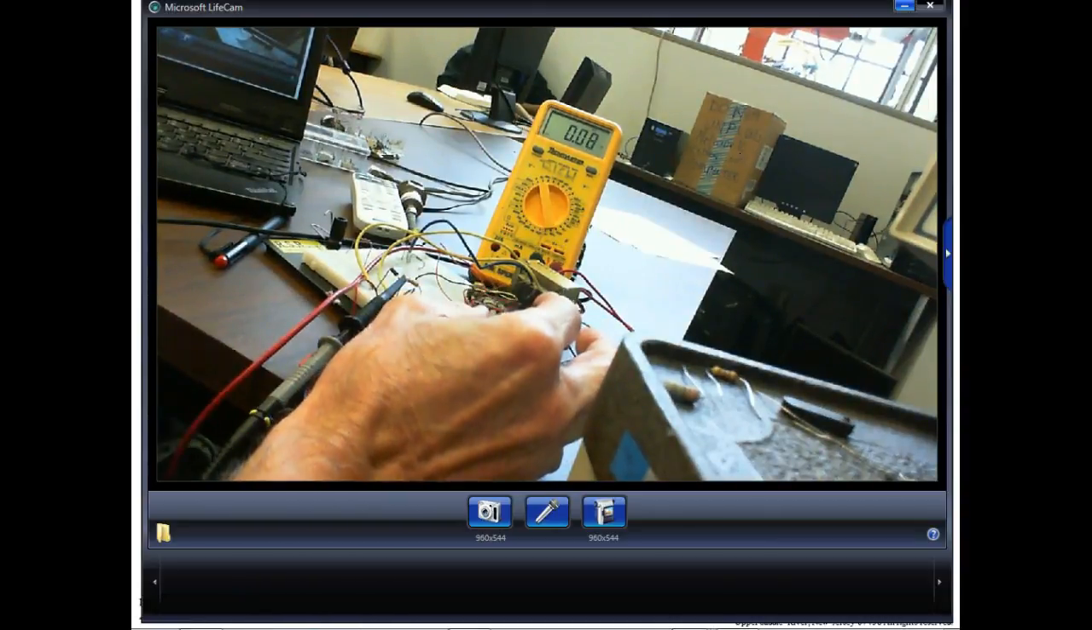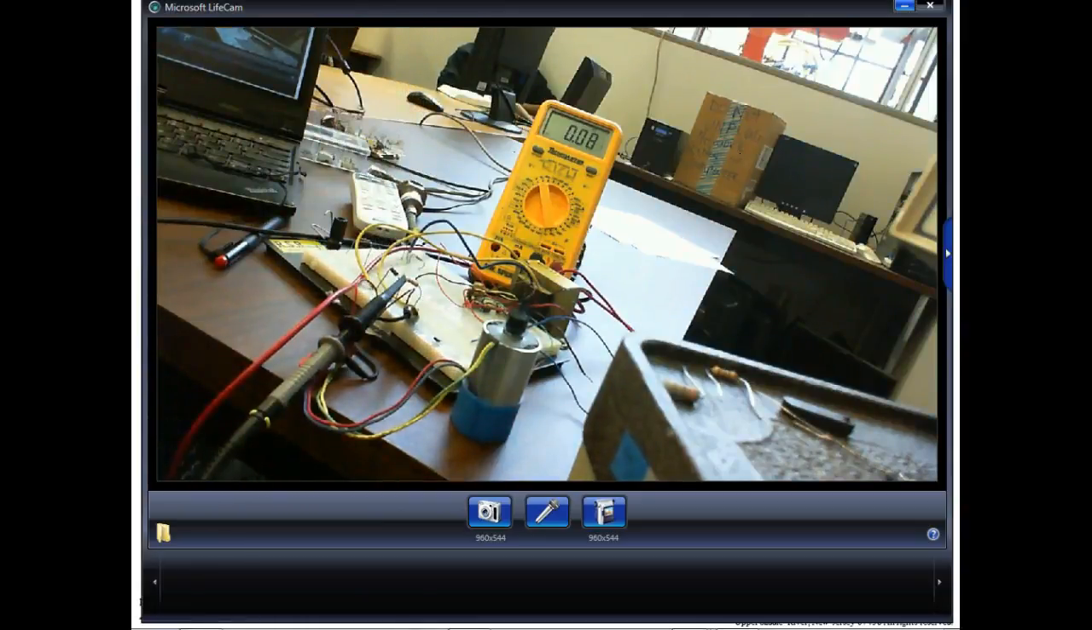Now the motor's running in one direction, and if I reverse the diode, the motor's going to run the other direction. So DC motors are real easy to control. You just control the polarity of the voltage, and that's going to do it.